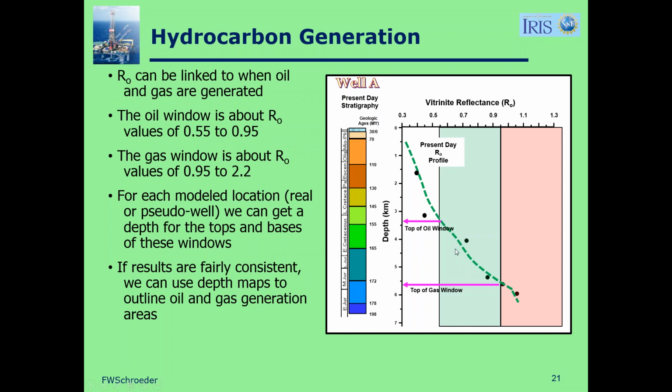These Ro values are important because I know from past experience that the top of the oil window is at about 0.55 Ro, and the base of the oil, top of the gas window, is about 0.95. And so given this model and these values, I can then say the top of the oil window looks like it might be at about 3,350 meters, and the top of the gas window looks like it's at 5,600 meters.